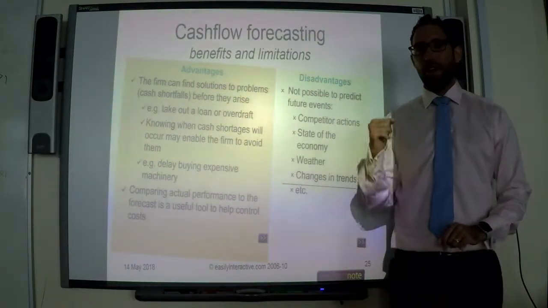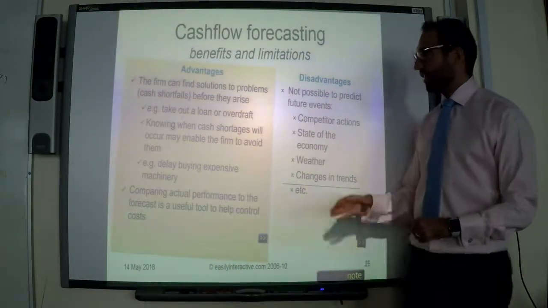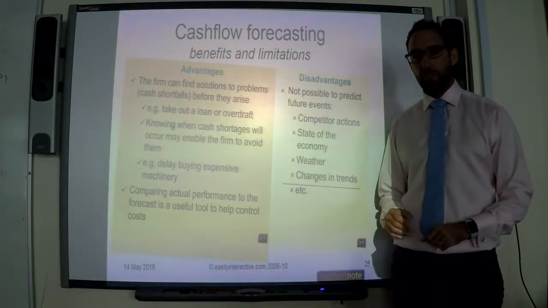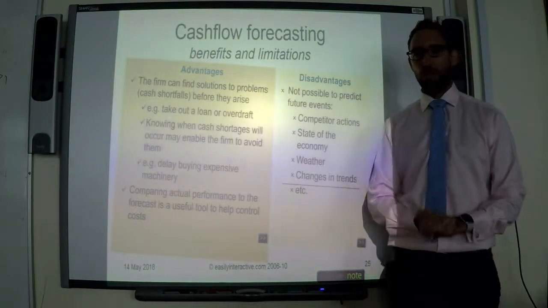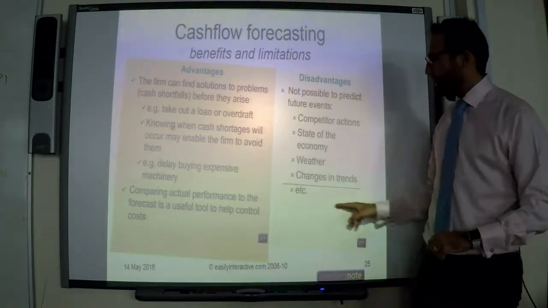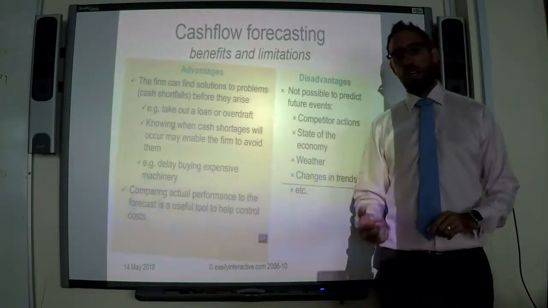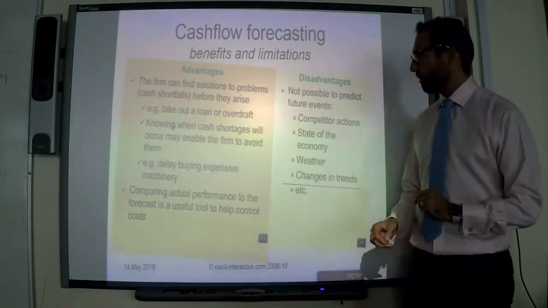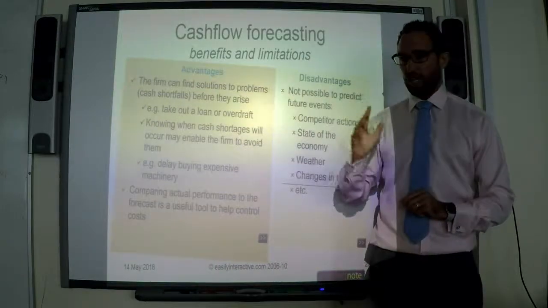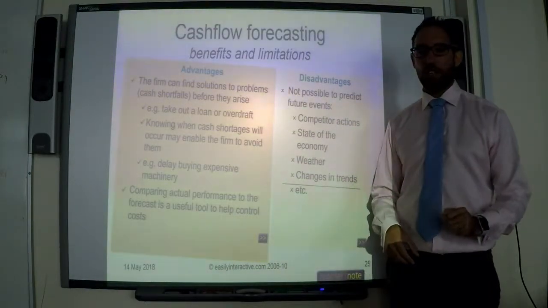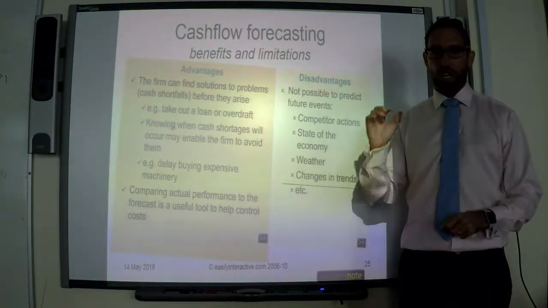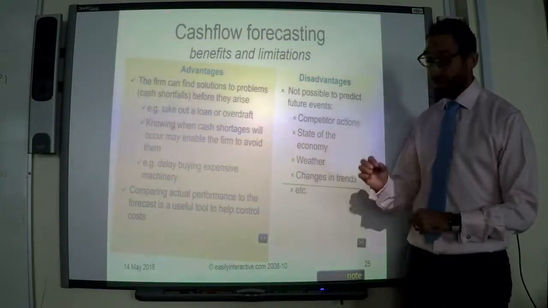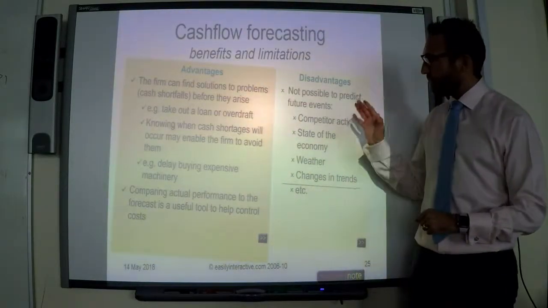However, remember, if you fail to plan, you plan to fail. You should always do a cash flow forecast. This is one of the most important documents in business. Yes, you cannot predict everything, but it's better to have a go and try and predict and at least have something to work with. And what should all your predictions be based on? It should be based on market research. If you do proper market research, you can do accurate predictions, as accurate as possible anyway, to have a proper cash flow forecast.